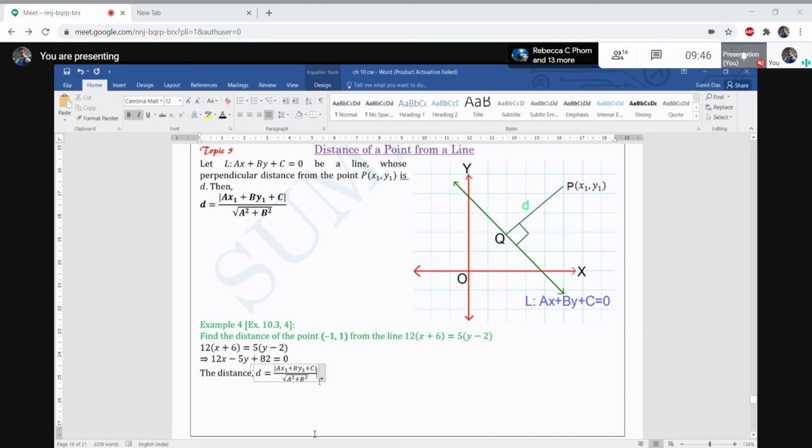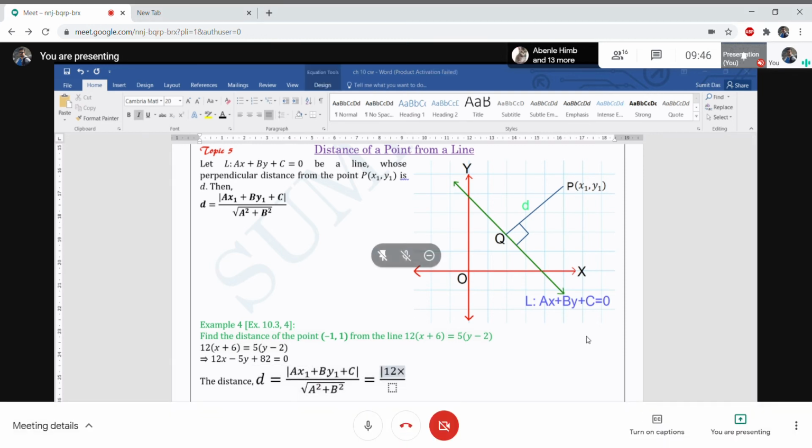Now what you have to do is just put in the values. The numerator is the modulus of ax1. What is a here? 12. What is x1? Anyone? I told you ax1. What is x1 here?